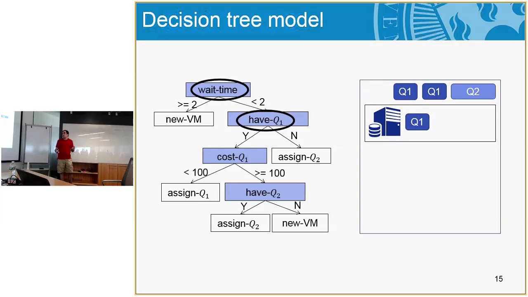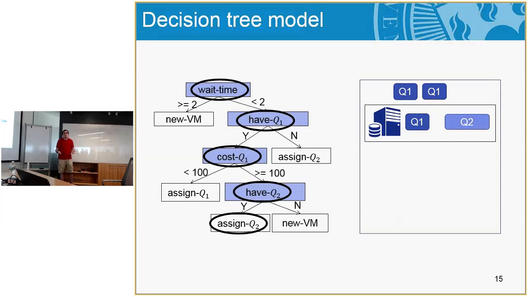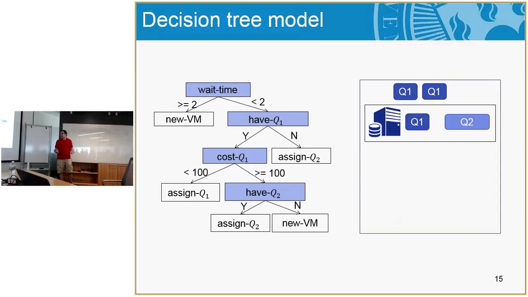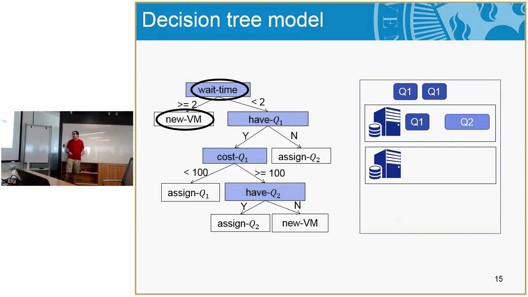Do we have an instance of Q1 to place? We do. Would the cost of placing that be less than 100 or greater than 100? We'll assume it's greater because now it would violate the SLA. So then we ask, all right, do we have a Q2? Indeed we do, so we place it. We made a decision, reparse the tree again. Now our wait time is 3 minutes, so we need to provision a new VM.